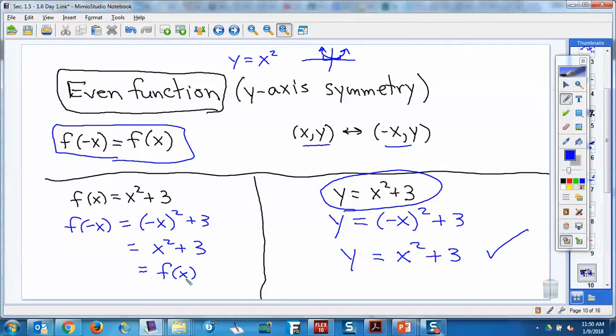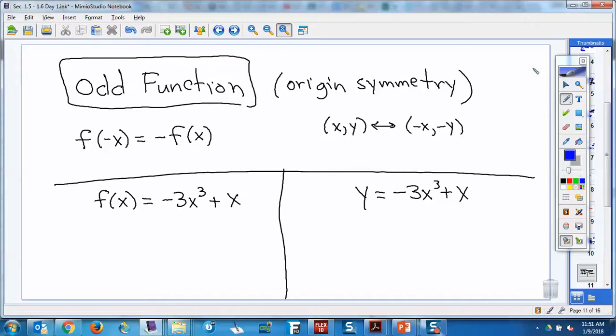Okay? So now, let's talk about an odd function. An odd function is one that has, which kind of symmetry do you suppose? Origin or x-axis? Well, remember, what does x-axis symmetry look like? That's x-axis symmetry, right? What's wrong with that? Not a function. So can you have an odd function have x-axis symmetry? No, because it wouldn't be a function. So an odd function is going to have origin symmetry. Odd starts with an O, origin starts with an O.